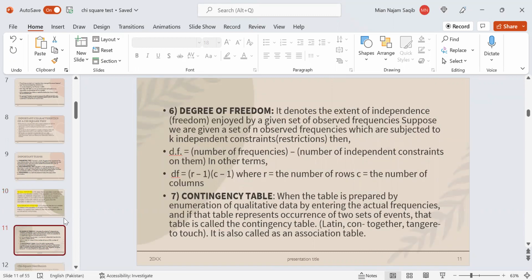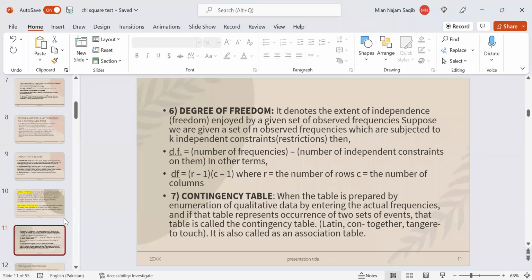Degrees of freedom. This basically denotes the extent of independence or freedom enjoyed by a given set of observed frequencies. Suppose we are given a set of n observed frequencies which are subjected to k independent constraints, that is, restrictions, then the degrees of freedom is going to equal the number of frequencies minus the number of independent constraints on them. In other terms, df equals (r minus 1) times (c minus 1), where r is the number of rows and c is the number of columns.